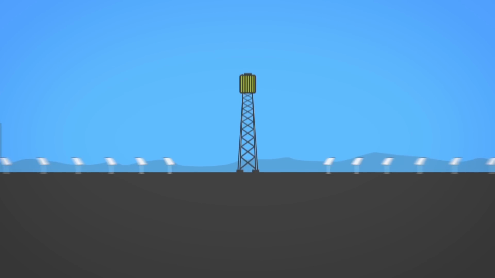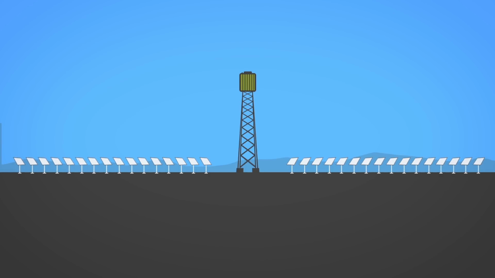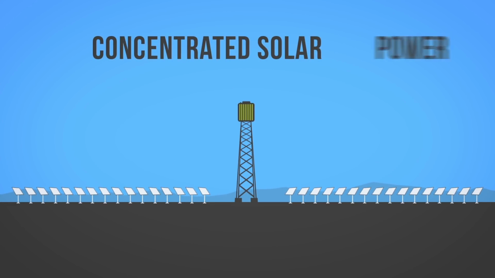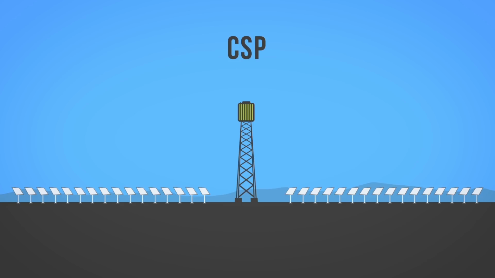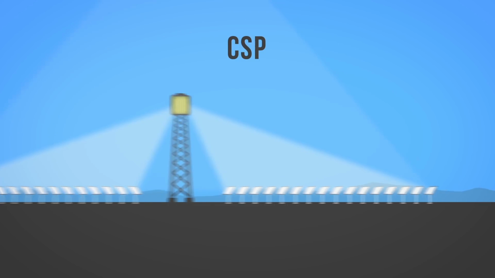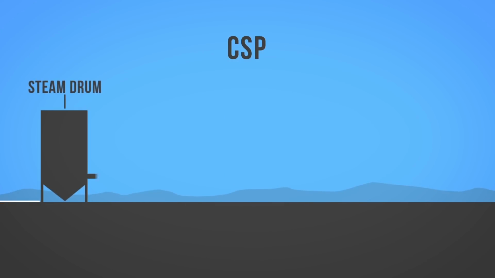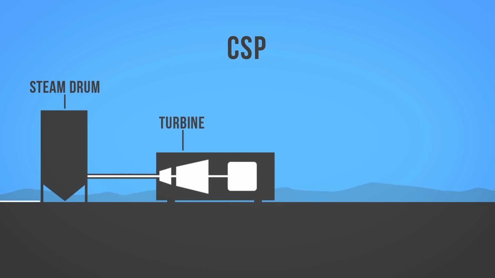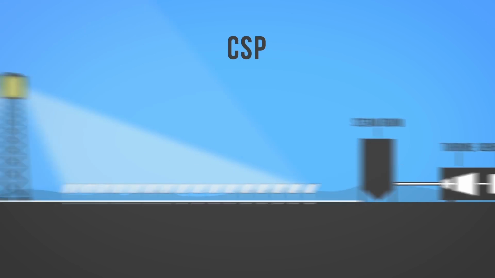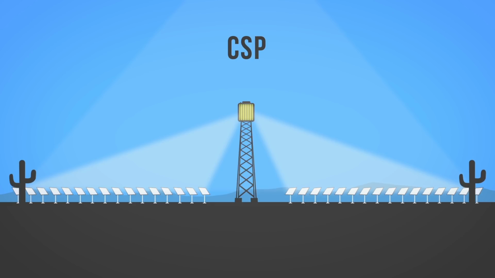For electricity production, high-temperature solar thermal systems called concentrated solar power, or CSP, use groups of mirrors to concentrate solar energy on a central collector. This produces temperatures high enough to generate steam, which then turns a turbine, driving a generator to produce electricity. CSPs are primarily found in desert locations where space and sunlight are abundant.